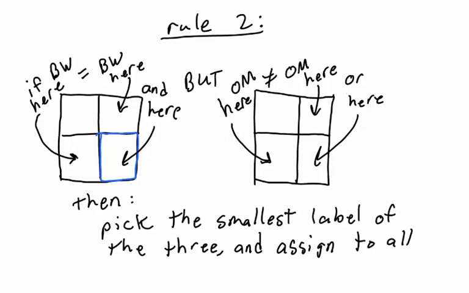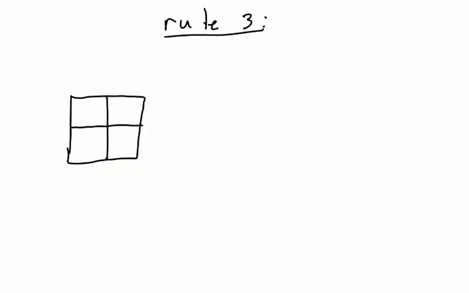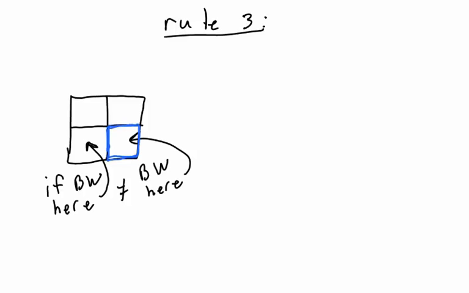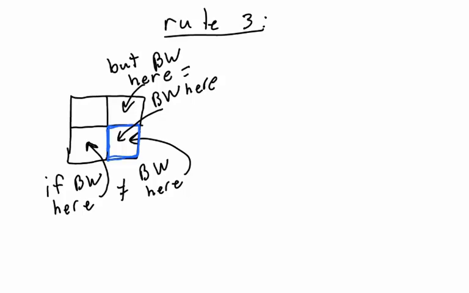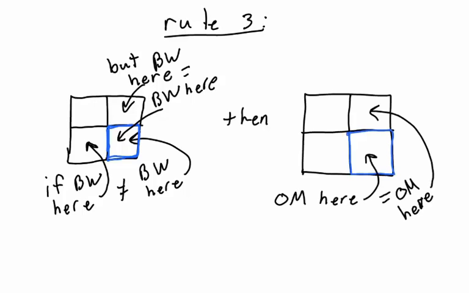The last rule addresses the case where the black-white values are the same in a column, and it works like this. If the black-white value in the pixel to the left is not the same as the black-white value in the pixel, but the black-white value in the pixel to the top does equal the black-white value in the pixel, then the object matrix value in the pixel should be equal to the object matrix value in the pixel to the top.